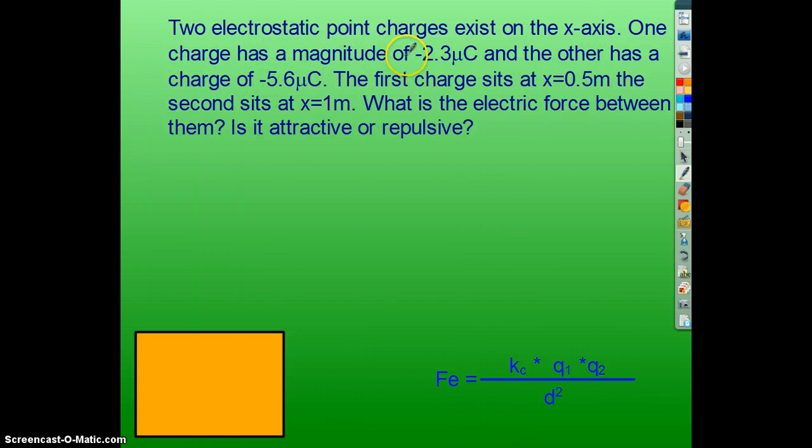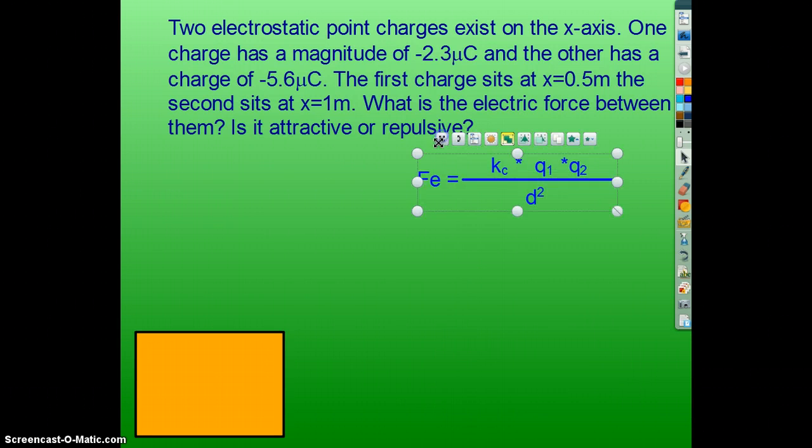A negative and a negative, are these going to attract or repel? Think about it for a second. 3, 2, 1. I hope you said it is going to repel, because they're the same sign, they're going to repel one another. You'll know mathematically our answer should come out positive. Now let's work on solving this together.